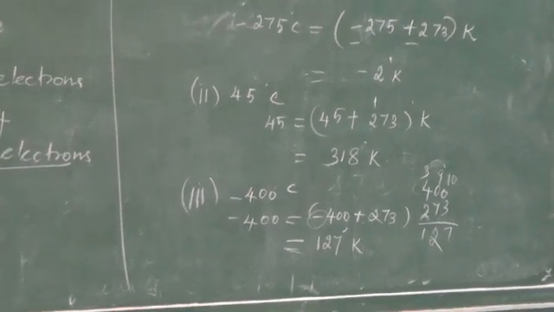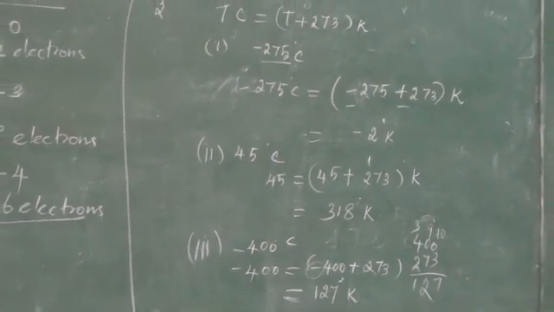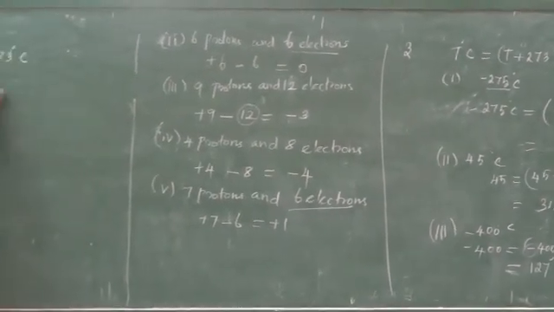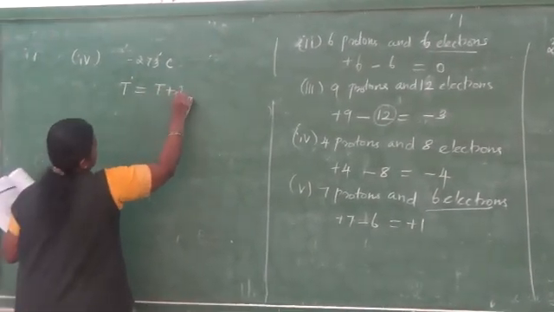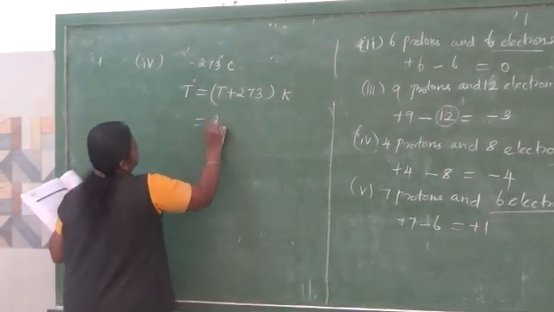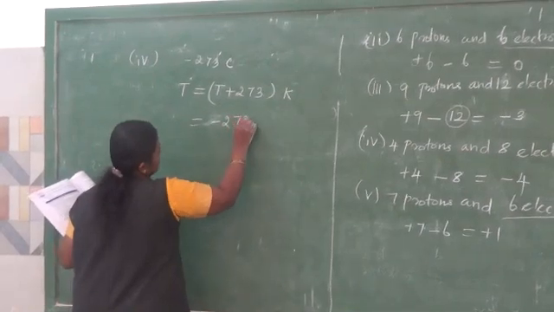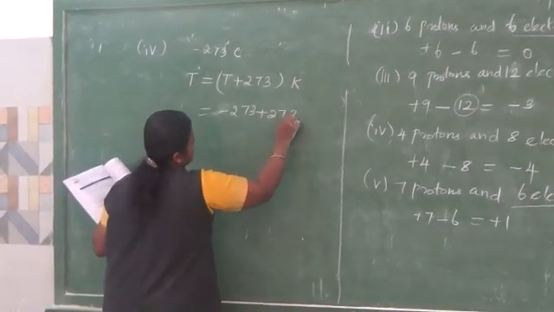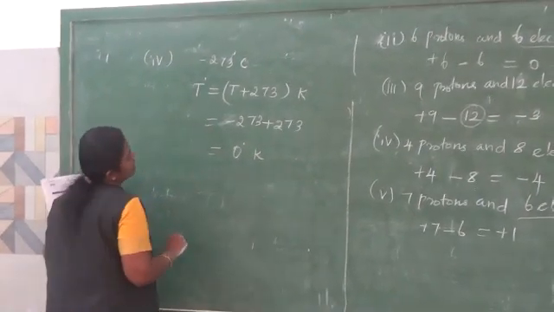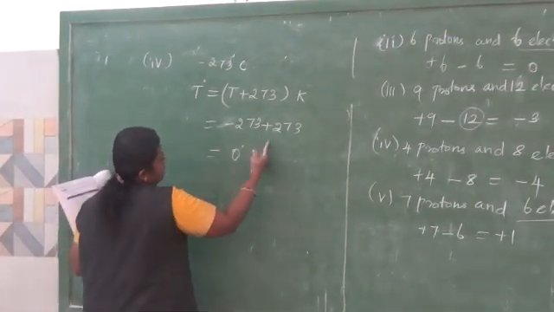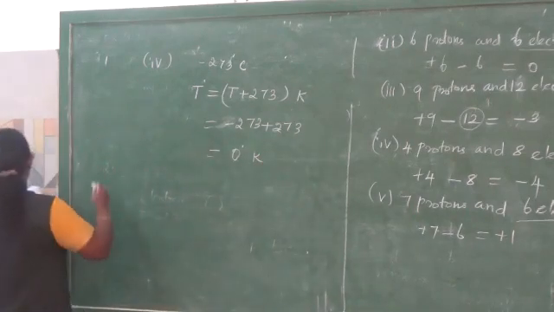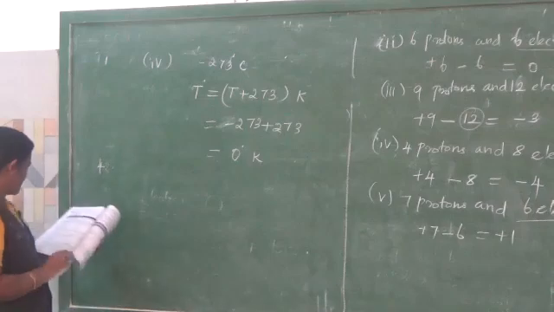Come to the fourth problem. Fourth option is given to us, minus 273 degree Celsius. So T degree Celsius equal to T plus 273 Kelvin. Here minus 273 plus 273 will get 0, because, as I told, the sum of an integer and its additive integer will give 0.